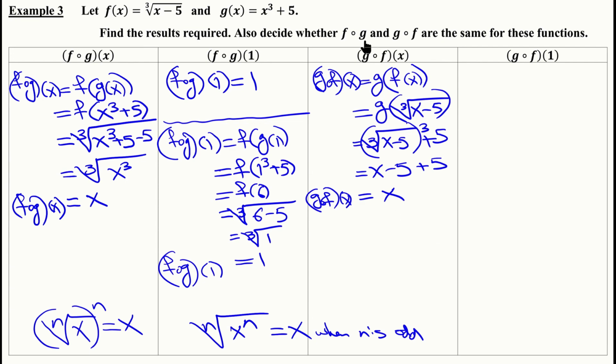And listen to the question they had. Are f circle g and g circle f the same for these functions? Well, they definitely appear to be the same. So here, f circle g of x does equal g circle f of x.